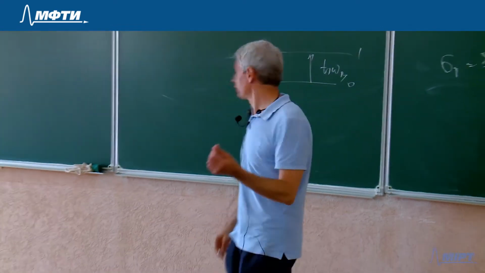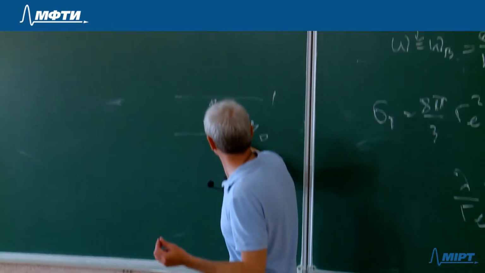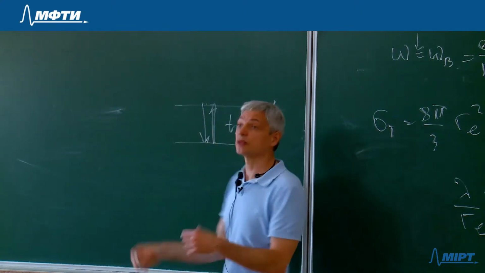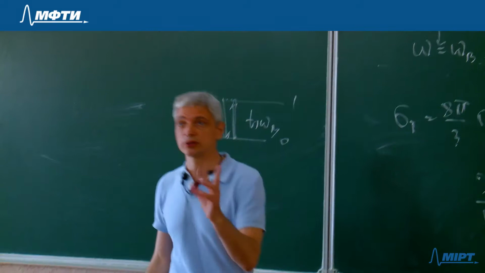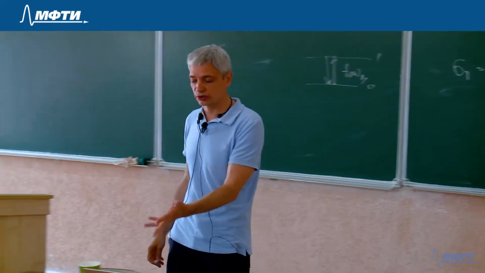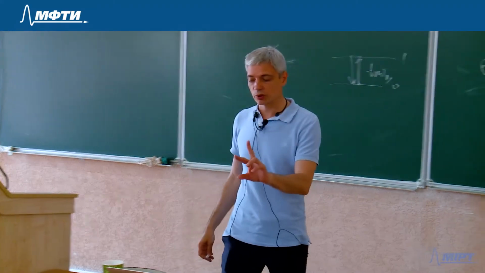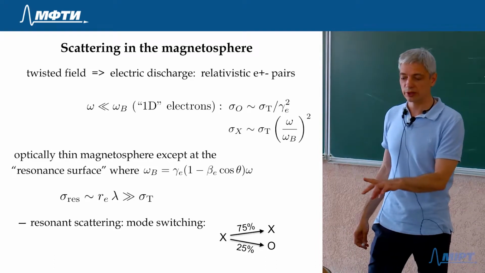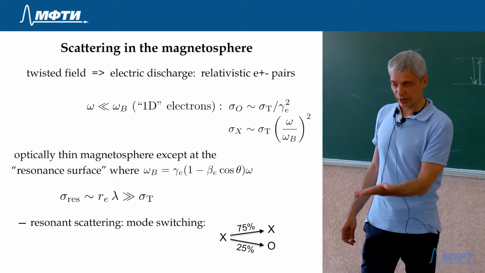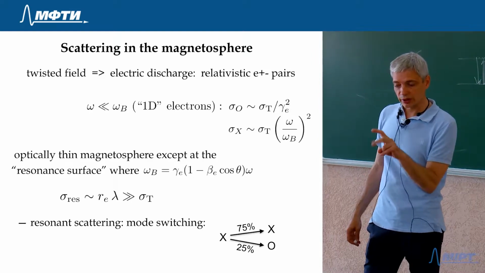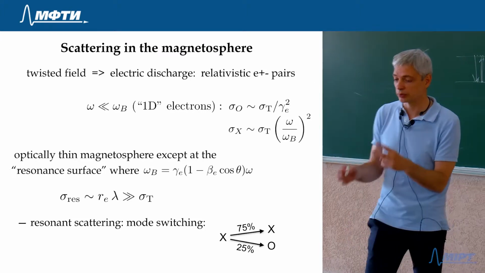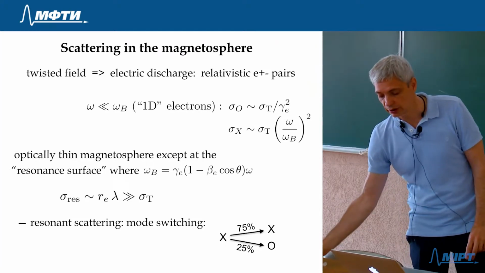And so in this scattering event, you absorb the photon and emit it back with a different direction and with different polarization. It can be emitted in a new mode. And it turns out that there is a 25% probability that you switch from X mode to O mode, and 75% that you stay. Again, it's a very simple and exact result, which tells you the effect of scattering on the polarization. And so when you measure the polarization, this would enter into what you see.